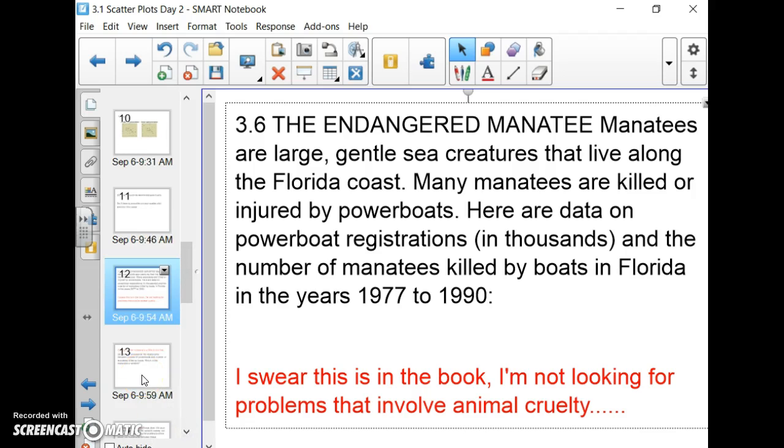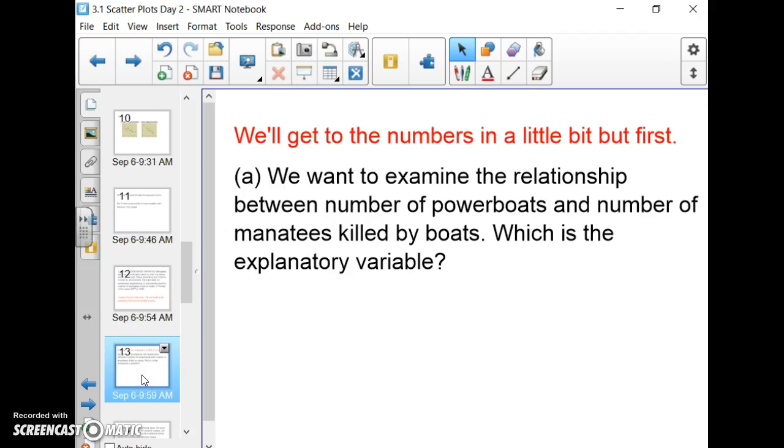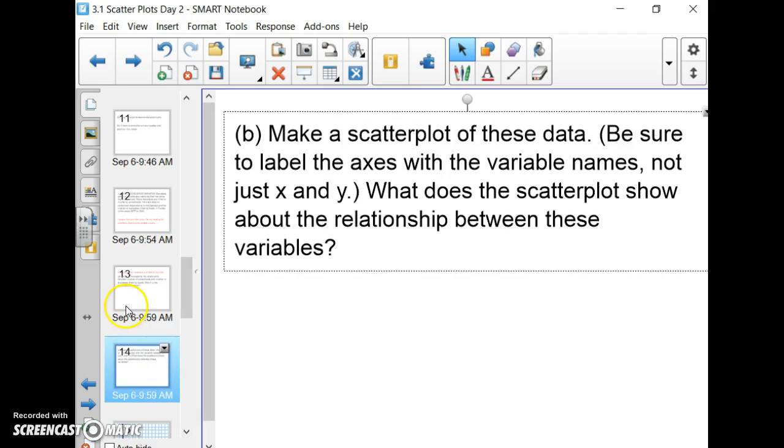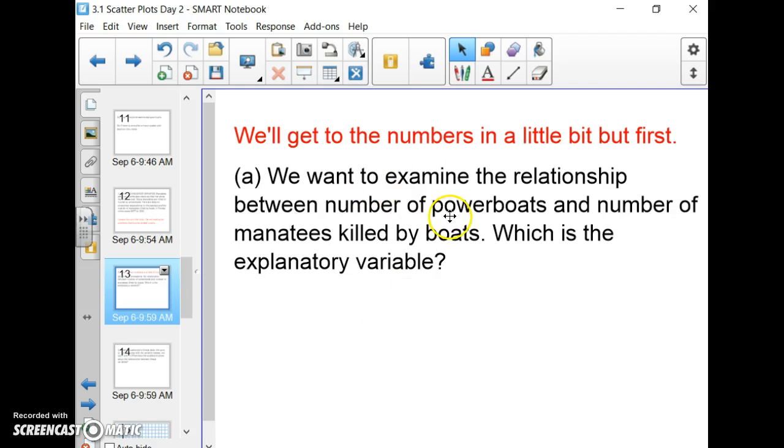But there are several parts to this question. The first thing is, A, we want to examine the relationship between the number of powerboats and the number of manatees killed by boats. So which is the explanatory variable? You're looking for one of these two things to explain the other. I feel like it's fairly clear which one explains the other, especially when you say killed by boats. That's saying that this is going to be caused by this. So for this problem, the powerboats are the explanatory variable. That's going to be our value for x.